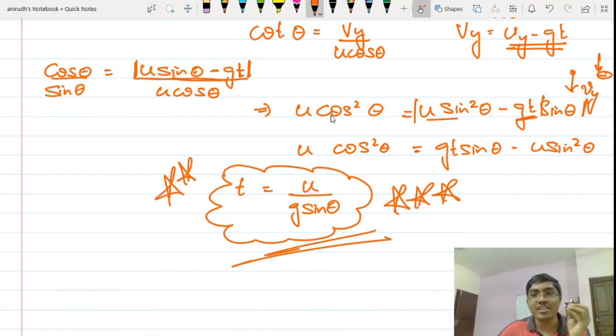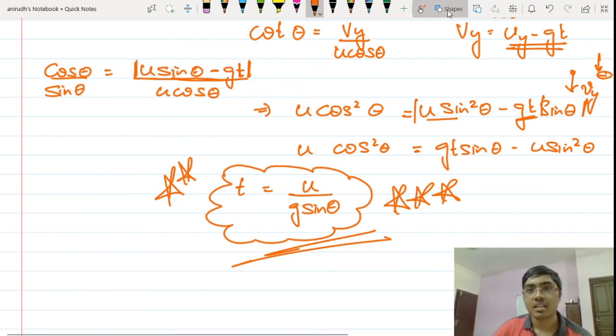I don't think anybody will be able to solve this with this much concept. Only the most brilliant students will be able to solve this in front of the exam, in that particular stress moment in front of the question paper itself. So at least remember this particular equation. The time taken for the velocity to be perpendicular to the initial velocity in a projectile is u divided by g sin theta. Fine.